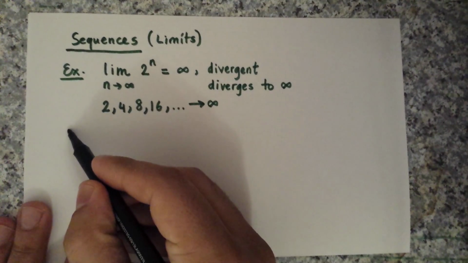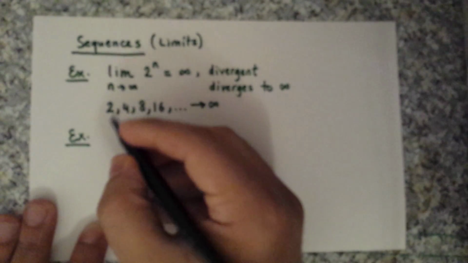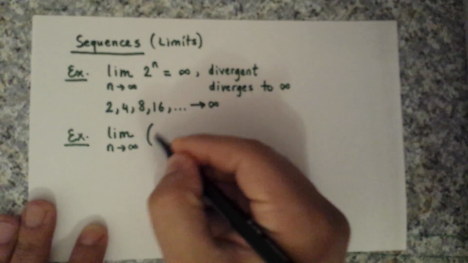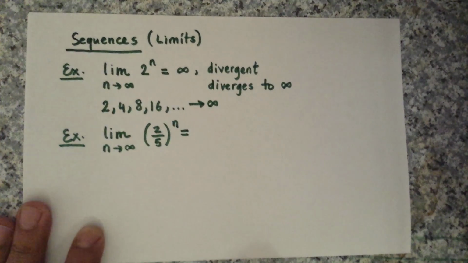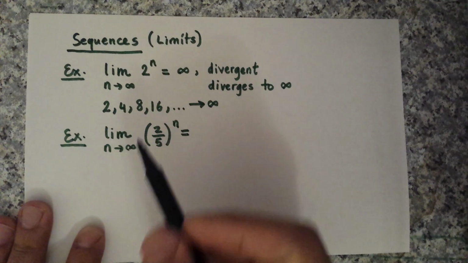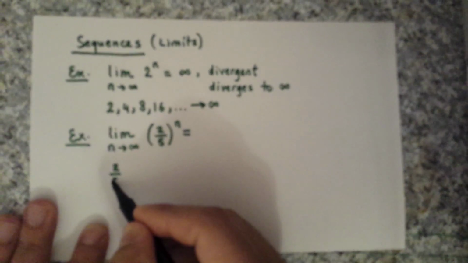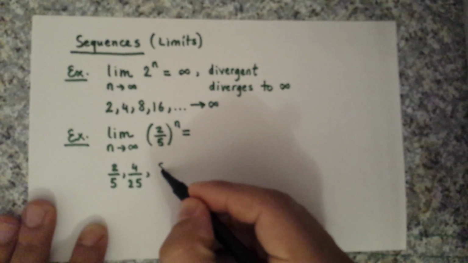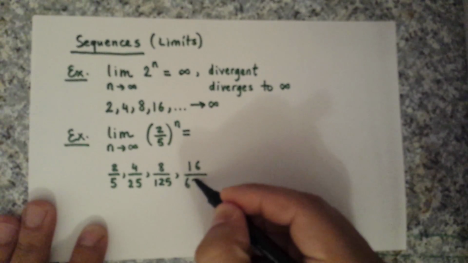And here is another example of a geometric sequence which is actually convergent. What can we say about the limit as n goes to infinity of 2 over 5 to the power n? This time we have the powers of 2 over 5. If you list it, it will be 2 over 5. The next we're going to get is 4 over 25. The next is 8 over 125. Then this will be 16 over 625.